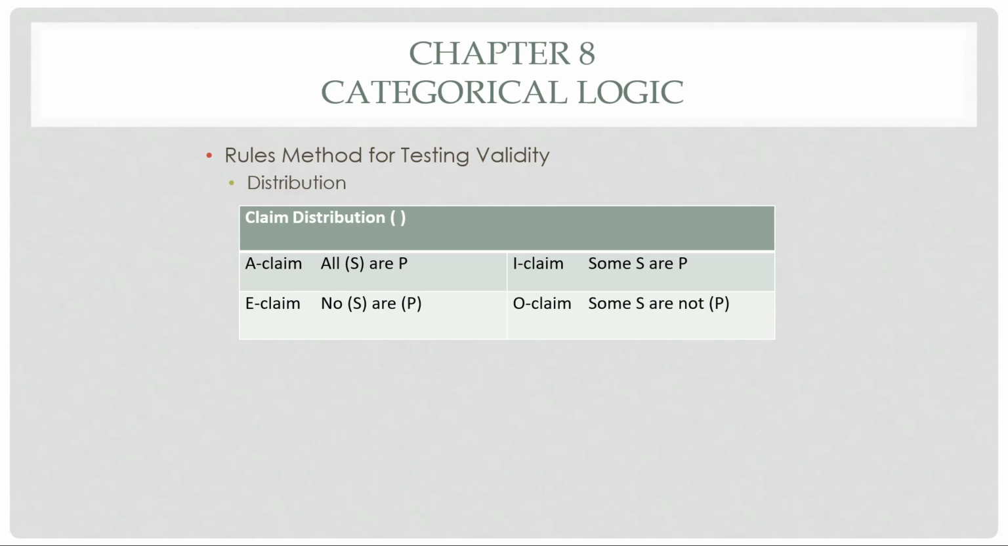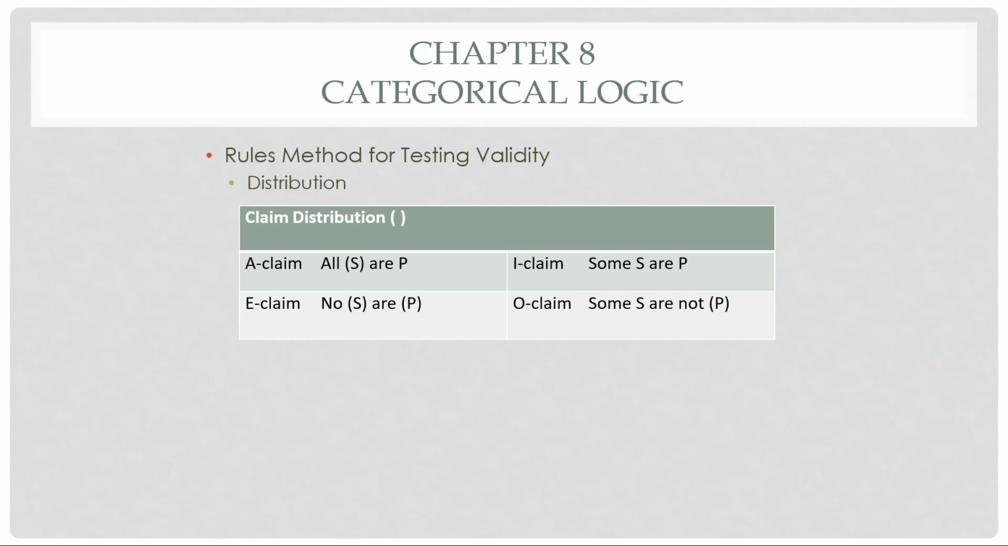With an E claim, a no S are P claim, both subject and predicate are distributed, because if I say no cats are lizards, then I'm saying something about all the cats, namely all the cats are not lizards, and I'm saying something about all the lizards, namely that all the lizards are not cats. So both terms are distributed. With an I claim, some S are P, nothing is distributed, because if I say, for example, that some politicians are Democrats, I'm not saying something about all politicians, and I'm not saying something about all Democrats. So in an I claim, nothing is distributed.